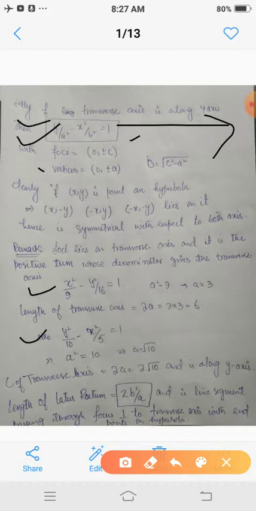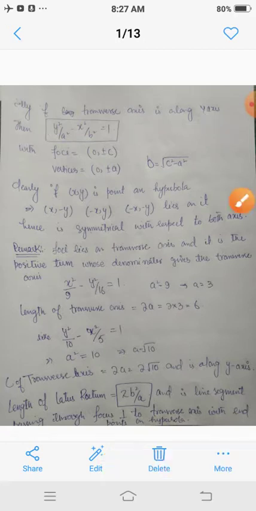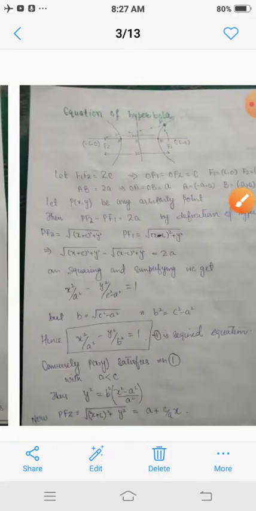Now similarly, we can define the latus rectum of a hyperbola whose equation is x square upon a square minus y square upon b square equals 1, or y square upon a square minus x square upon b square equals 1. Its length of latus rectum is 2b square upon a. It is that line which passes through one of the foci, say for example F1 and F2, perpendicular to the transverse axis, with endpoints lying on the hyperbola.